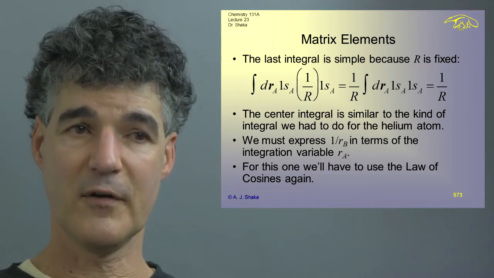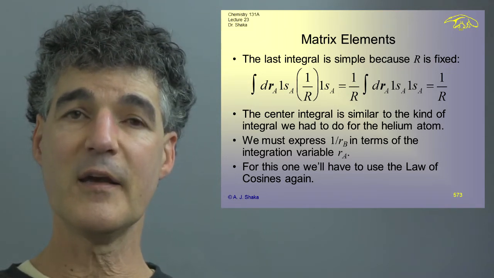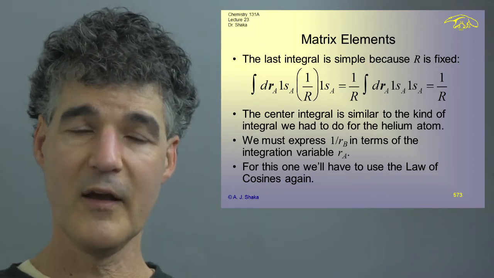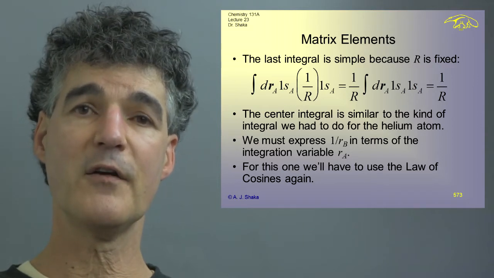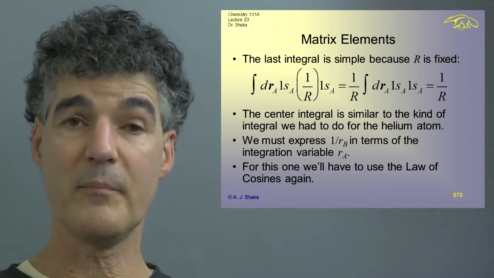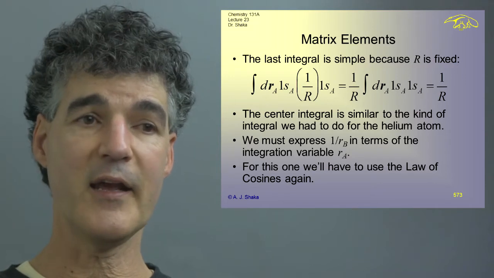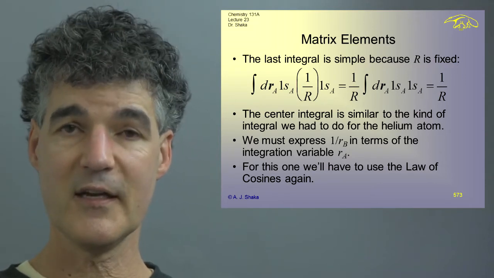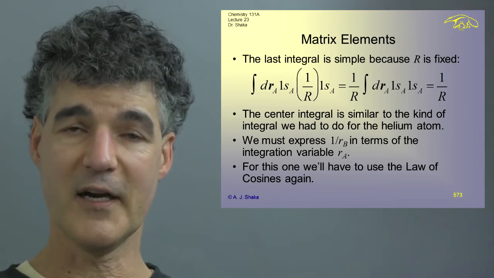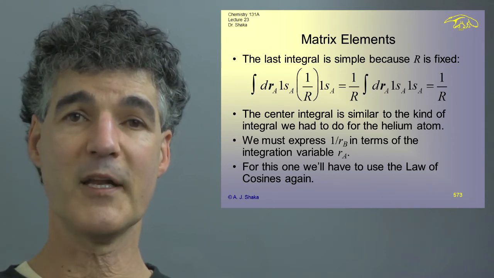And the center integral is similar to the kind of integral that we had to do for the helium atom. It's slightly different, but it retains a lot of the same flavor. What we have to do, because we're integrating over dRA, is we have to express 1 over RB in terms of the integration variable R sub A and any other things. And to do this, we have to come back again to our friend, the law of cosines, in order to do this integral. Otherwise, we can't get a formula to express it.